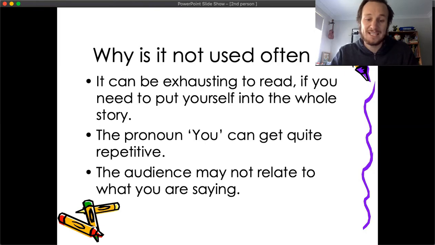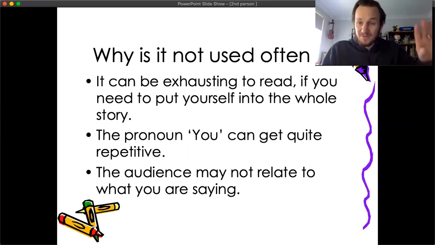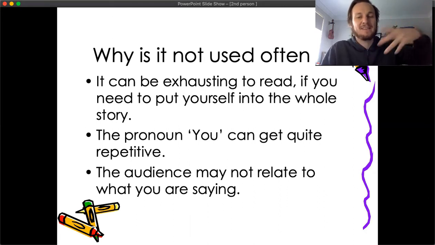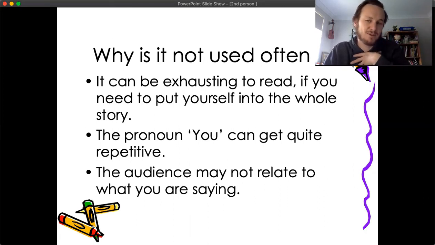So the audience may not relate to what you're saying. If you're trying to say, and then your character, I don't know, bashes someone, I'll be like, I would never do that. I'm not relating to this story. I could relate to it if it was written in the third person, but now that they're making me put myself in that situation, I don't feel like that relates to me.